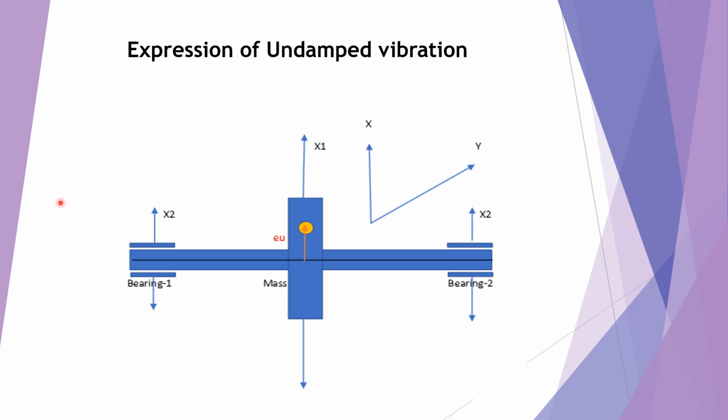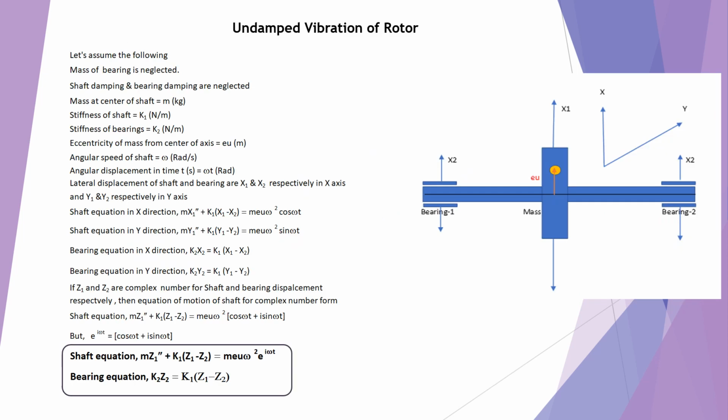Now this is a flexible bearing supported rotor. That means there will be bearing number 1 and 2. There are two bearings where the rotor is supported, and the displacement of the bearing is x2. Similarly, the displacement of the shaft is x1, and the displacements are perpendicular to the direction of the axis of rotation of the shaft. So now, derivation of the shaft equation and derivation of the bearing equation.